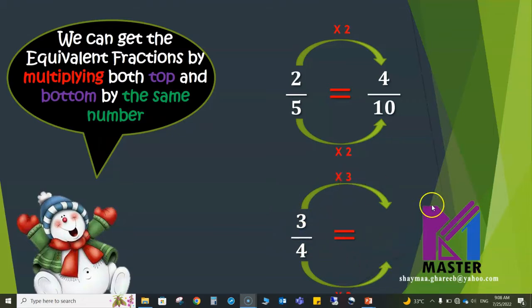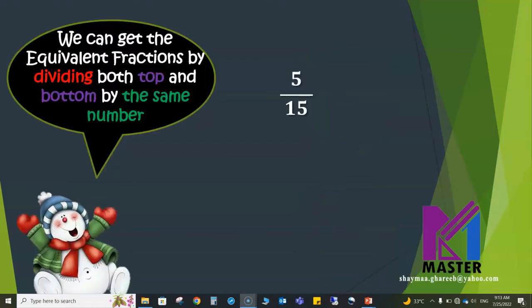Okay, so 3 times 3 equals 9, and 4 times 3 equals 12. So 9/12 is equal to 3/4. Both of them are equivalent fractions. Are there any other way to get equivalent fractions? Yes, of course. Let's see.